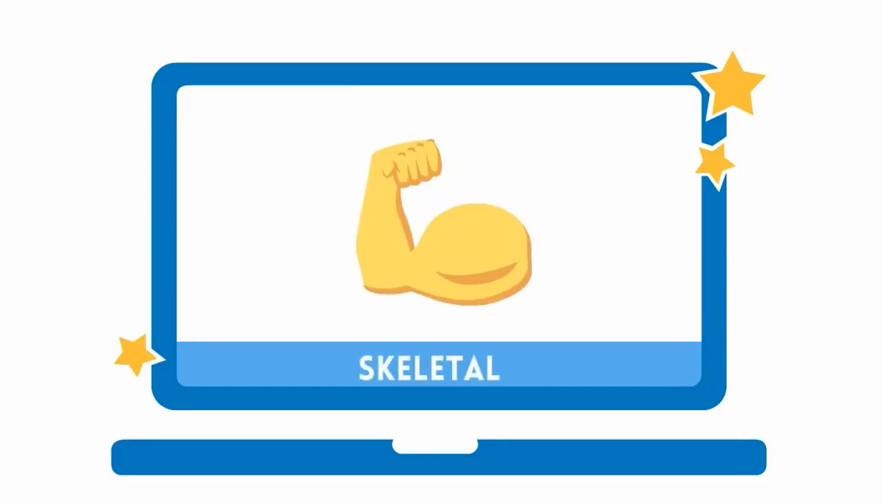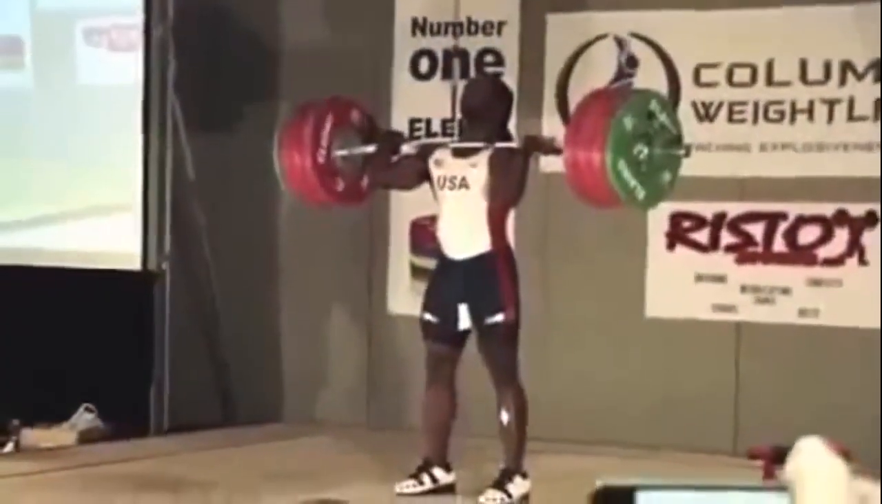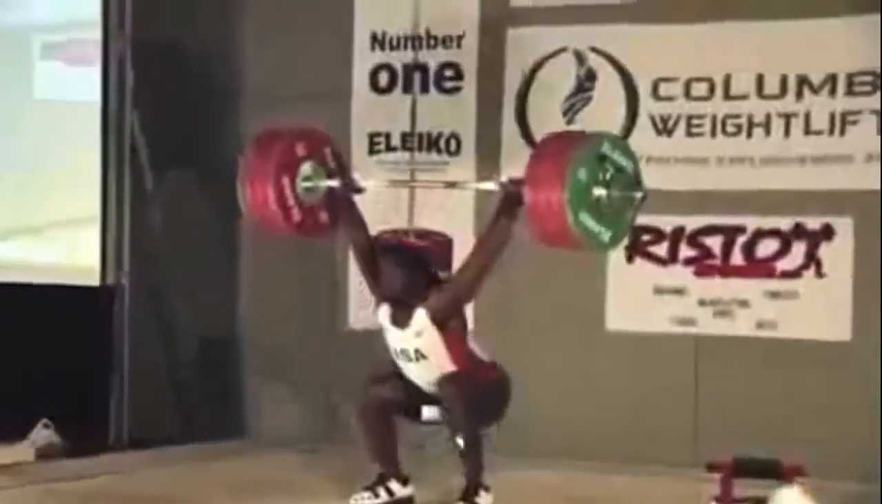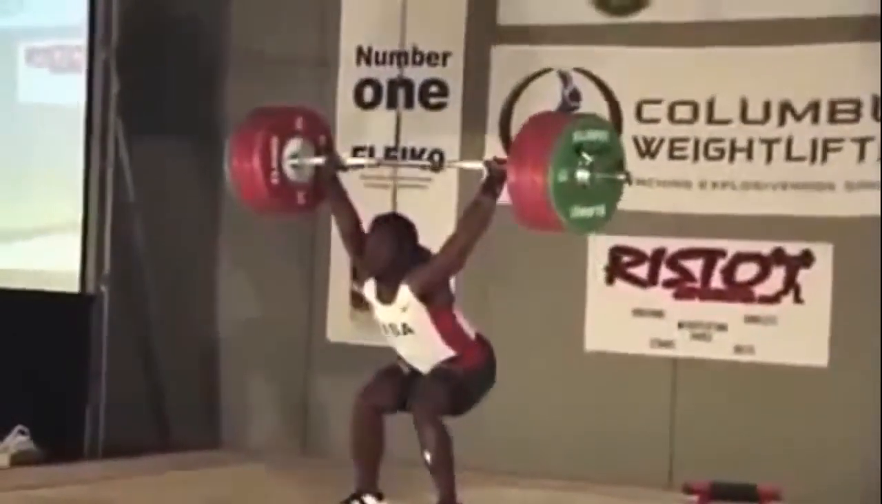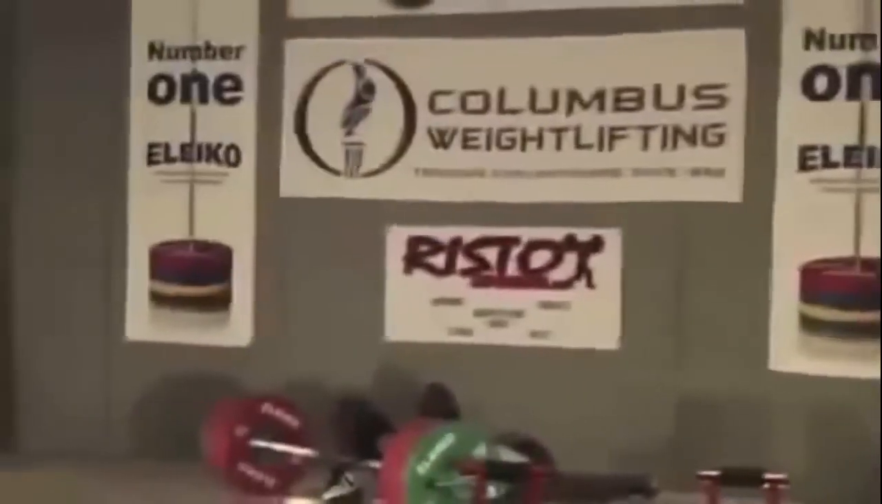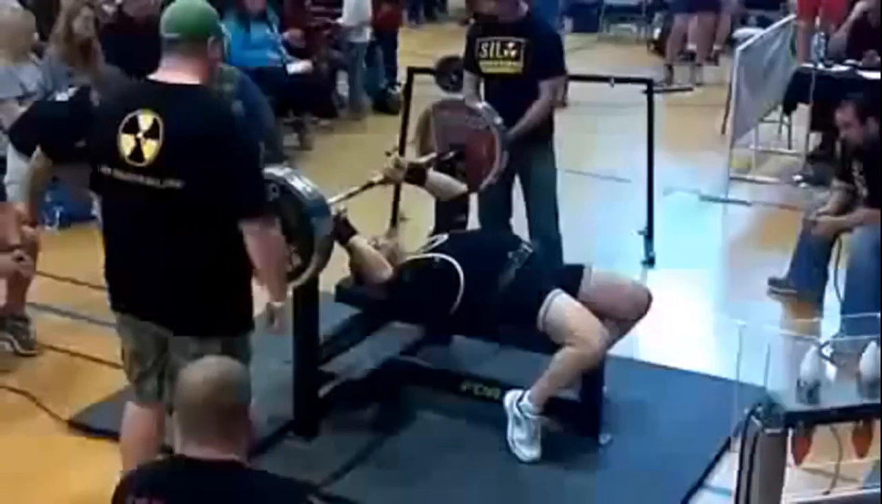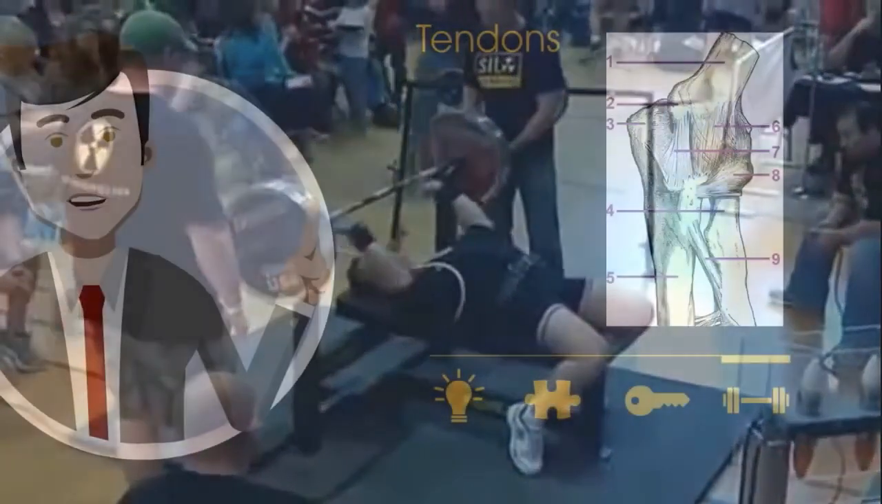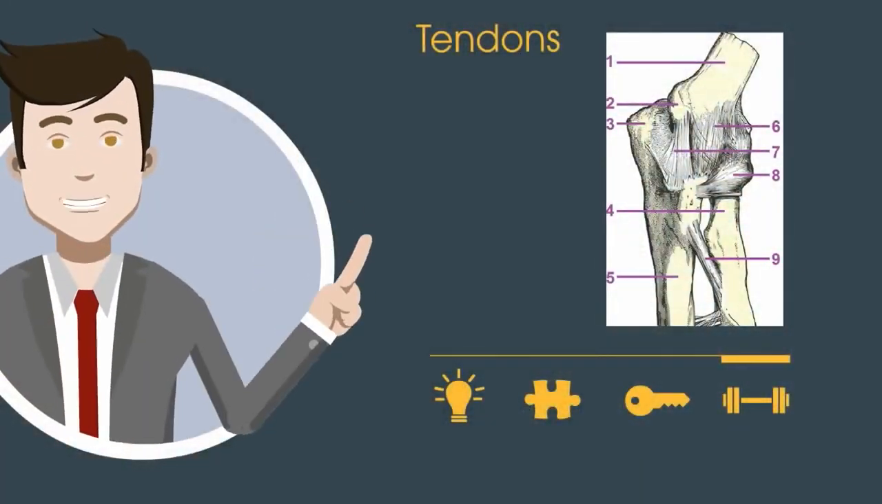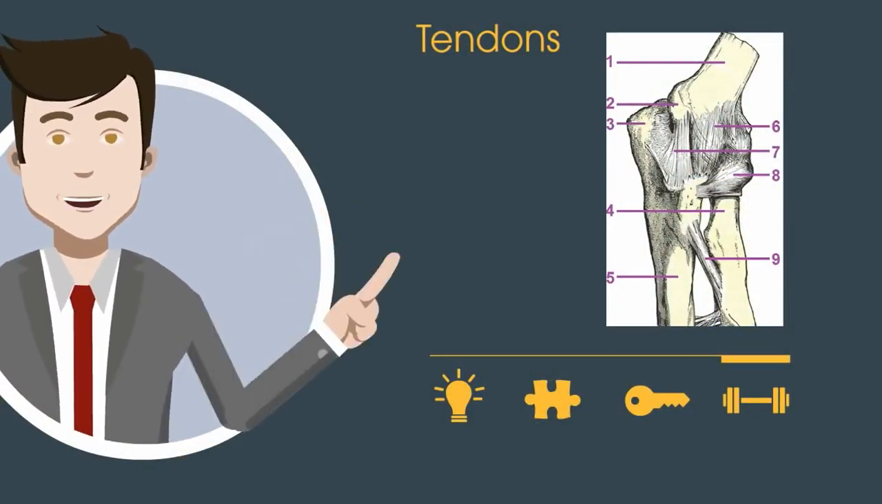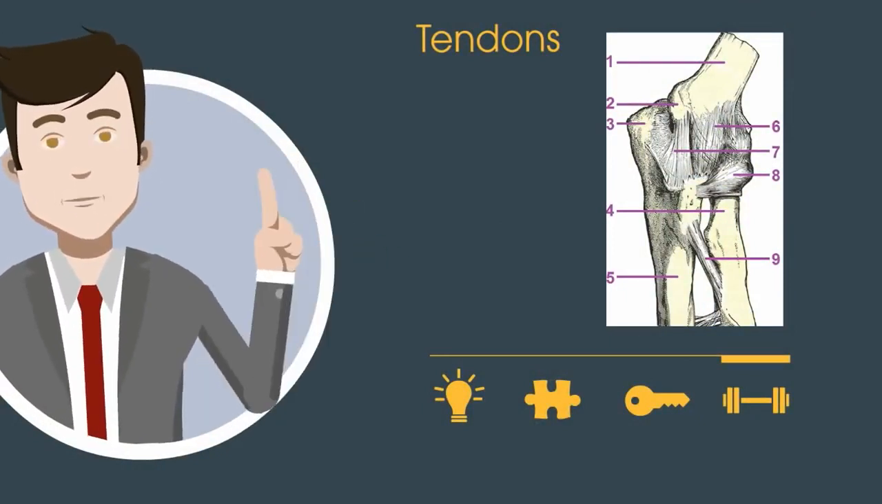Skeletal muscles are voluntary muscles that work with bones in order to help us move around. When most people think of muscles, they think of skeletal muscles. Take a look at these skeletal muscles at work. Skeletal muscles are attached to bones by tough connective tissue called tendons. We have over 600 different skeletal muscles.